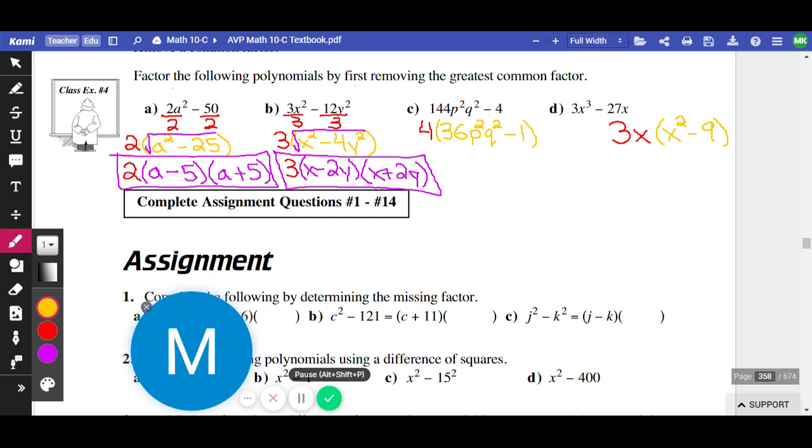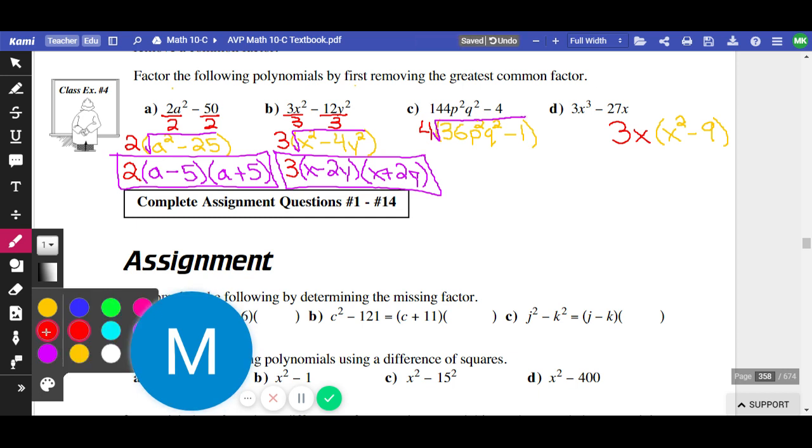Okay, so the GCFs are both up there. They are both difference of squares when you're done. So if you look at the first one, which is part C, 36 is square rootable, p squared is square rootable, q squared is square rootable, and 1 is square rootable. And it's a subtraction, right? So you always want to make sure it's subtraction. That gives me a final answer of 4 on the outside. The GCF is still there, don't lose it. That happens every once in a while.